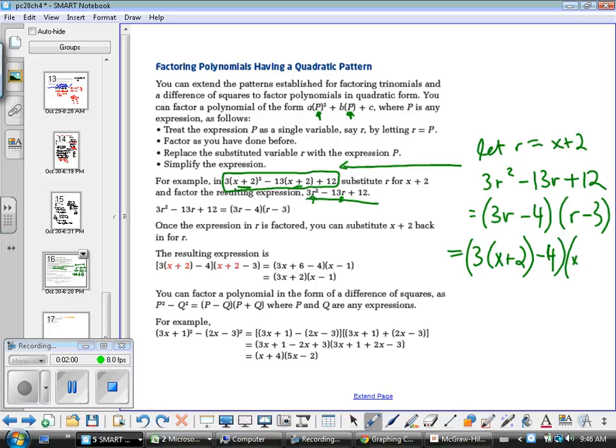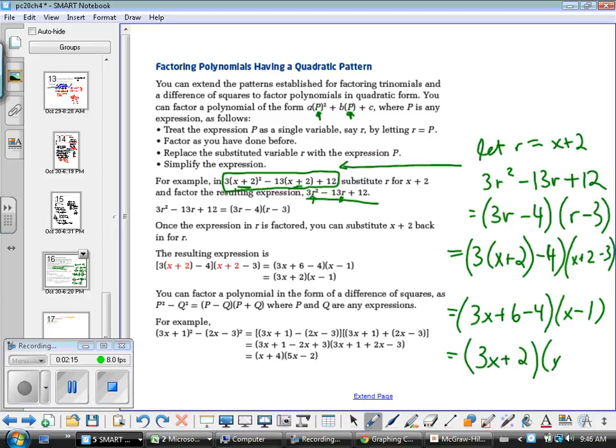Okay, so then x plus 2 minus 3 is the other factor. Okay, so 3x plus 6 minus 4. Okay, and x minus 1. 3x plus 2 and x minus 1. Okay, so it just makes it so that something that seems like it might be complicated is actually not really complicated at all, because you can use that dummy variable.